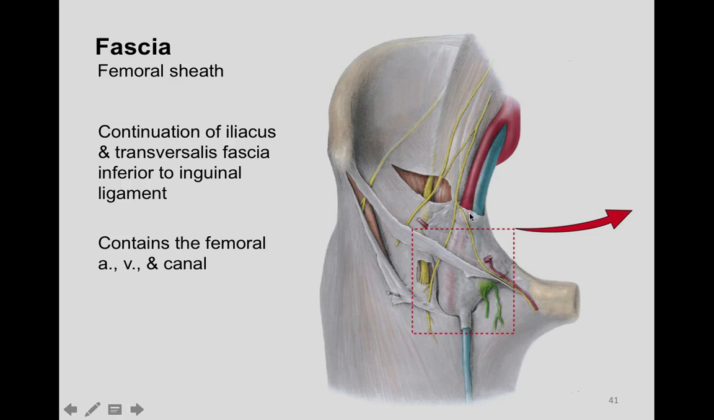Here's external iliac artery and vein. And as external iliac artery and vein pass posterior to the inguinal ligament, they become femoral artery and vein. And they bring with them the fascia of the iliacus muscle as well as the transversalis fascia. This fascia comes down into the thigh as the femoral sheath.